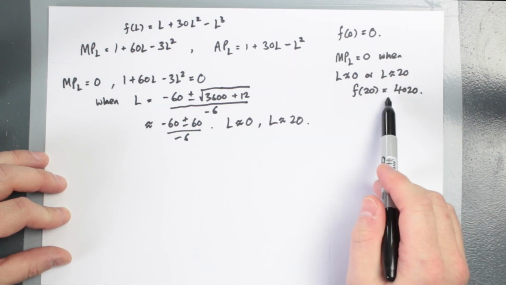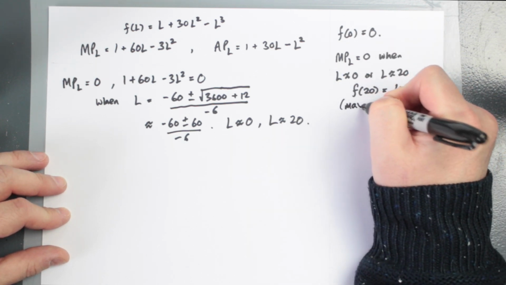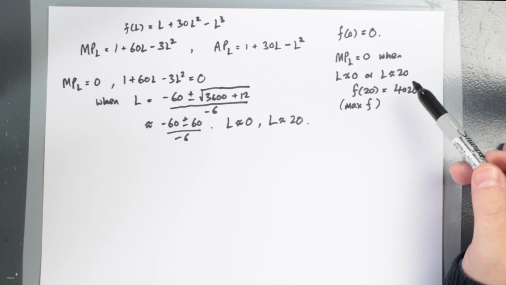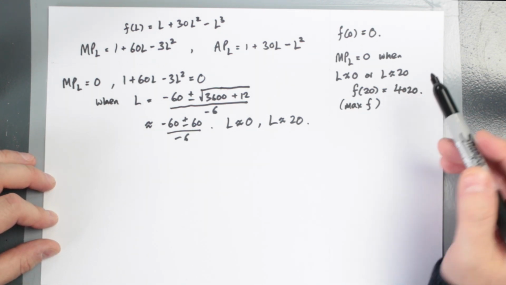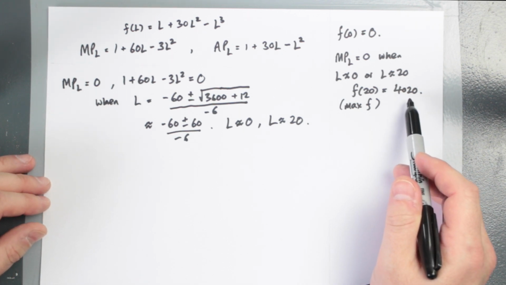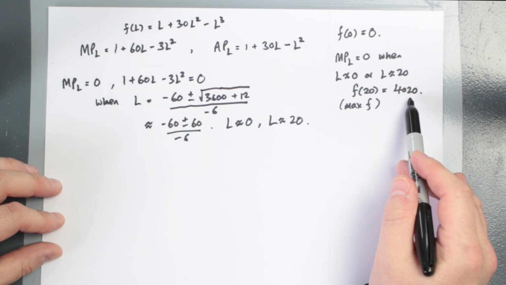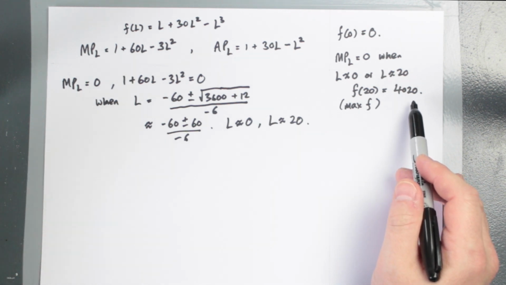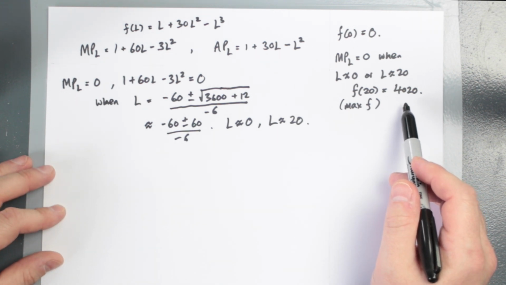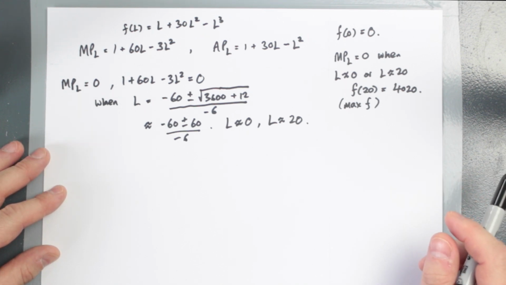Now, because this is where MPL equals 0, this is the maximum of F. Okay, the derivative being 0 means it's either a minimum or a maximum or an inflection point. I won't verify, but I know in this case that this is actually the maximum amount of output. So employing 20 units of labour produces 4,020 units of output. If I keep employing more beyond that point, my output will start going down. If I employ less, my output will be lower. Okay, so this is the maximum possible level of output for this short-run production function.